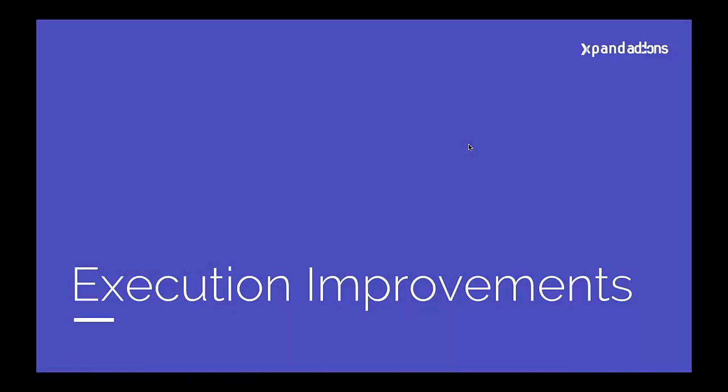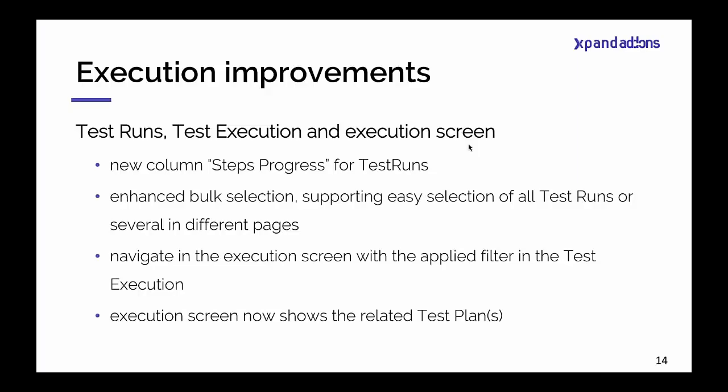Okay, let's talk a bit about the improvements that we made at the execution level. Well, one thing that is quite nice now, I think, is that we have some customers that have test cases with many steps in them. So we now provide a column named steps progress that you can include in the listing of the test runs that will show you a percentage of the amount of steps that were in a final status. So the amount of steps that you completed.